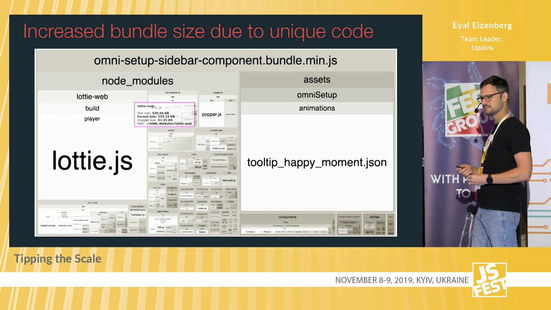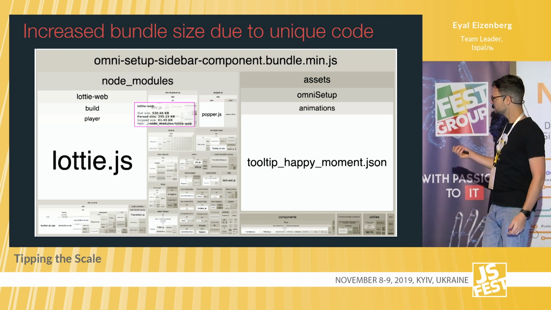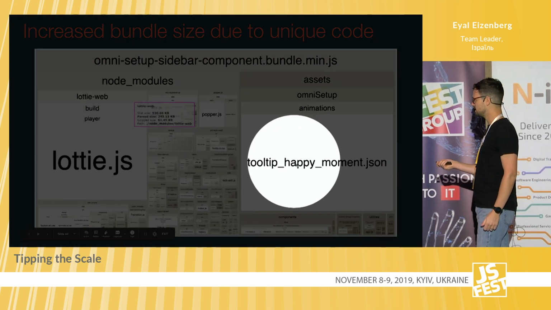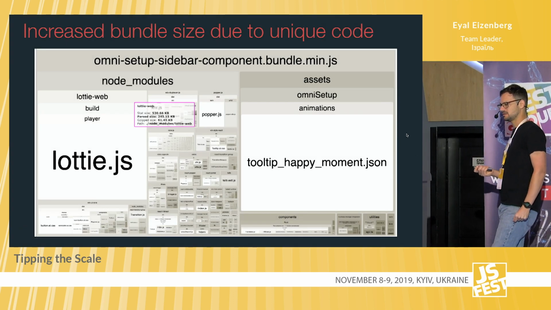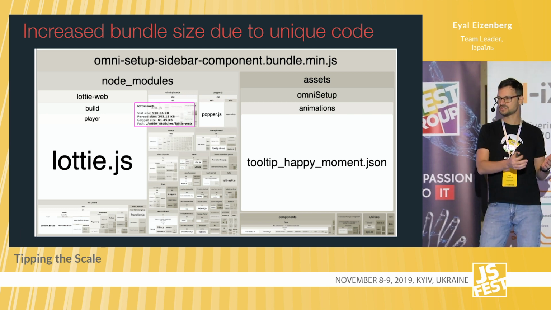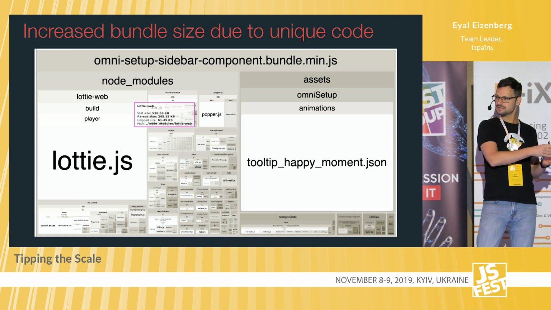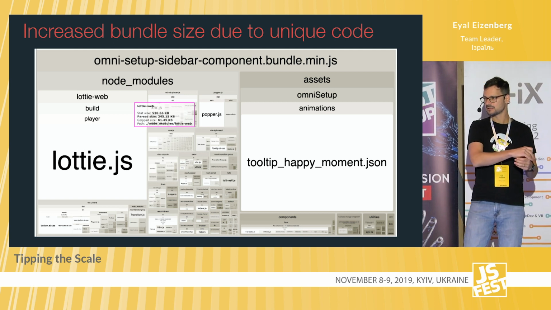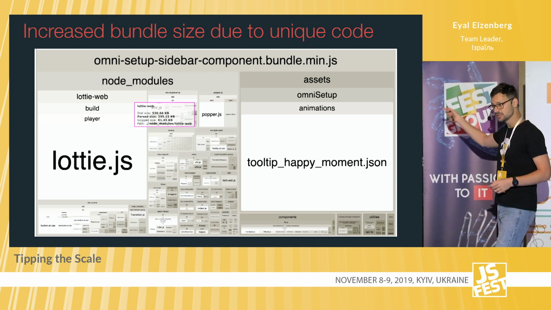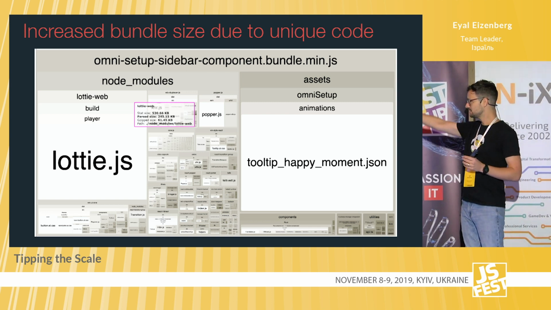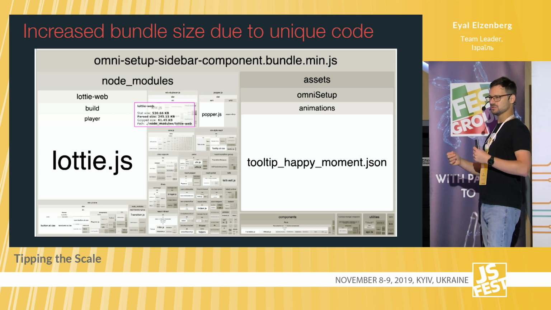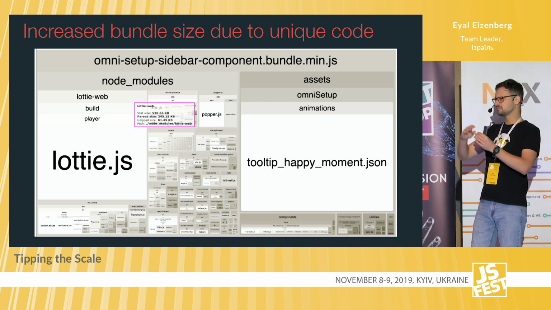And I ran the Webpack analyzer, and I noticed that there are 2 very big squares here. Lottie and the tooltip happy moment JSON. Lottie is a very cool package which basically lets you get animations from your UX designers, from your animators. They export it from After Effects or something like that, one of these designer tools, to a JSON, this tooltip happy moment JSON. And you take this JSON and you pass it into Lottie, and it makes this animation ready for you. So just think of it like SVG on steroids.